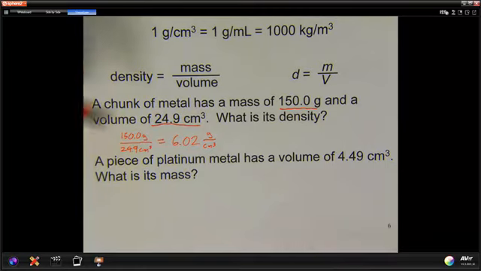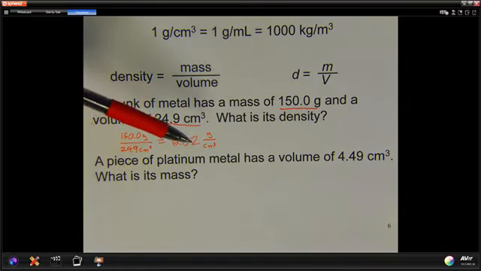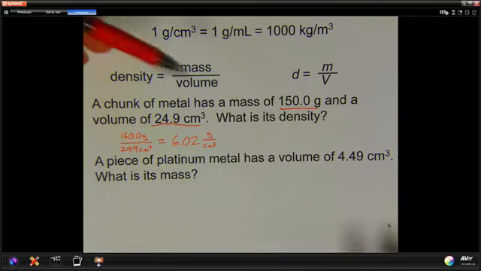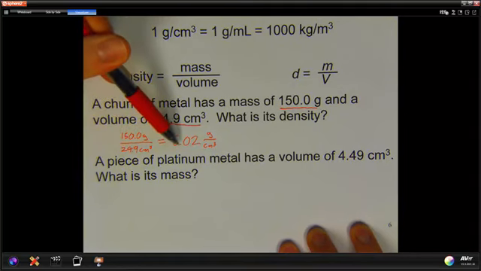The question does not specify the units, so it is fine to use these same units of grams and cubic centimeters. One other thing to notice is we have three significant figures in our measure of volume. We have 4 in our measure of mass, so the density will have 3 significant figures.